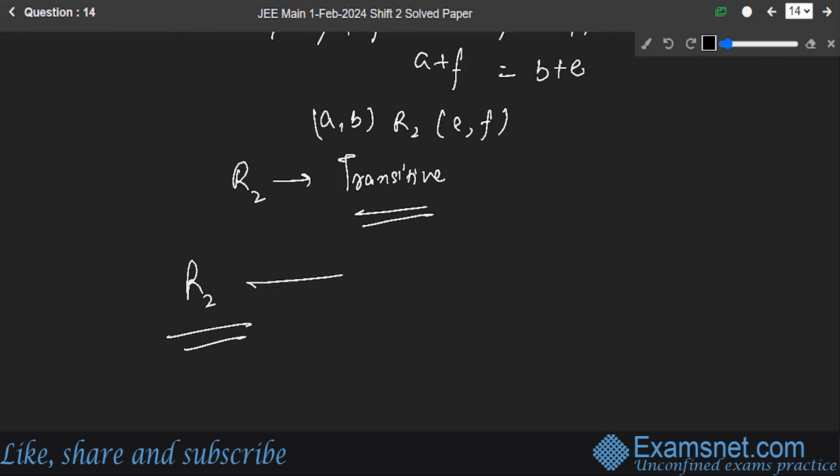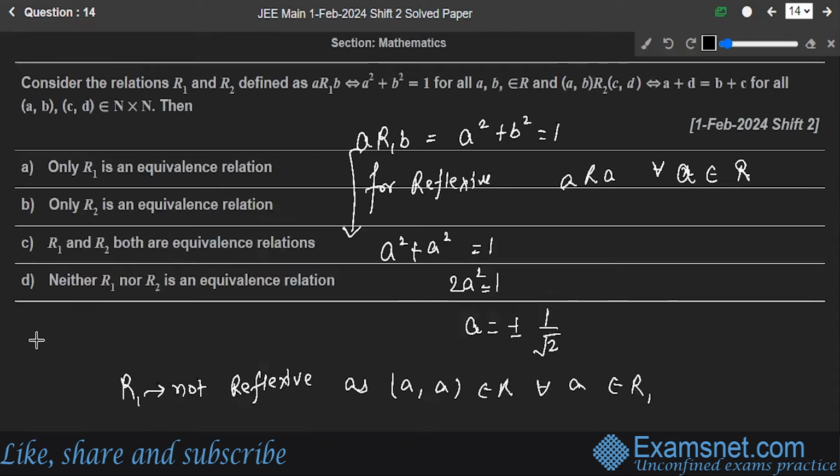So this implies that R2 is an equivalence relation. Hope you're clear with this. That makes R2 only the equivalence relation. Option B.